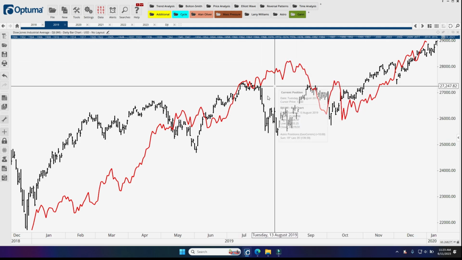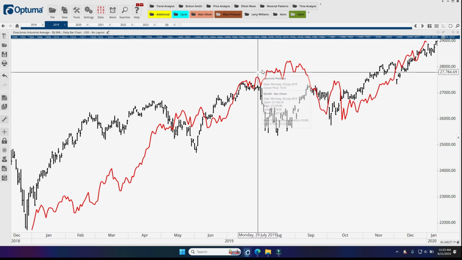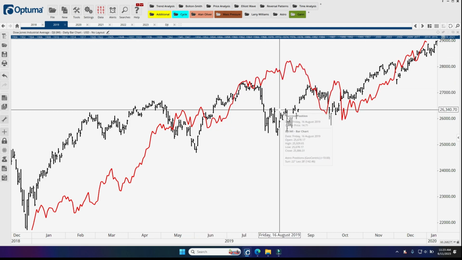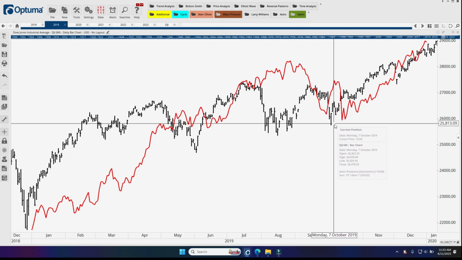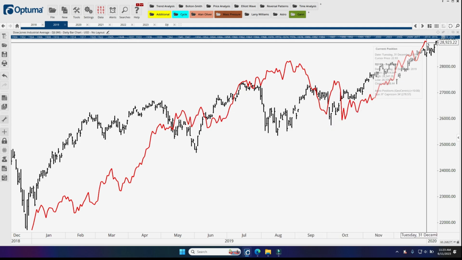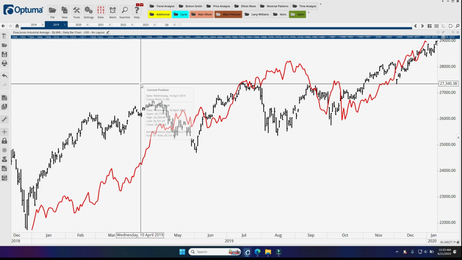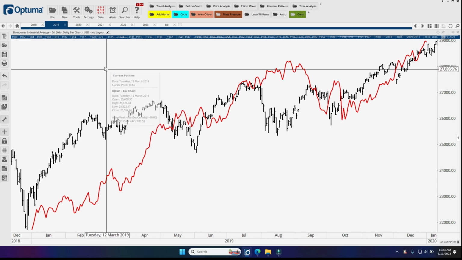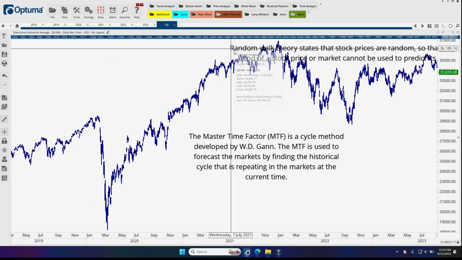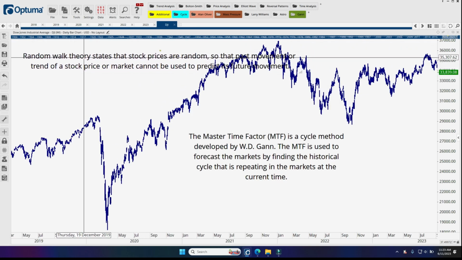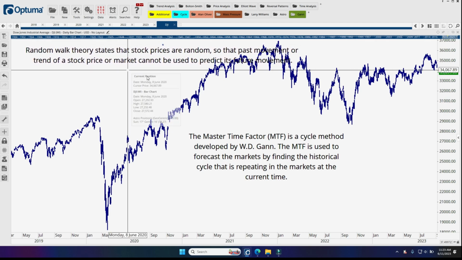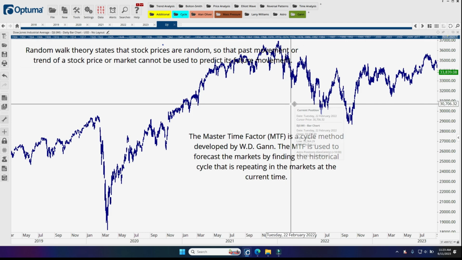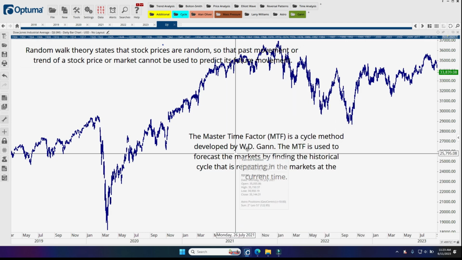In this instance, the market inverted at this point. That's why the forecast is up, but the market's down, so a slight inversion. The market did bottom in October as per the forecast before rallying prices. Wouldn't 2019 have been an easy run for you? Okay, so let's move away from this random theory that markets are random, and let's start to focus on the cycle method developed by Gann, which is the master time factor.